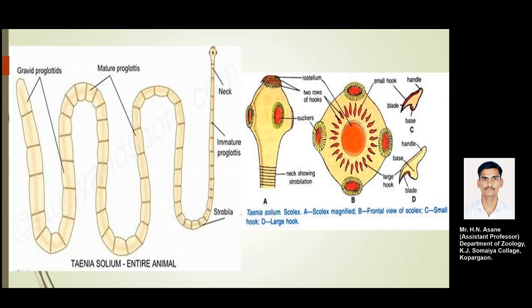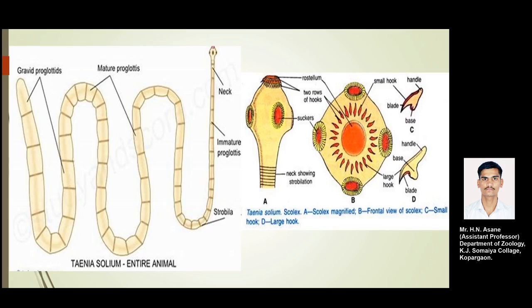Okay, they are going to attach to the inner side of the wall of the intestine. The scolex of the rostellum has 28 to 30 curved chitinous teeth-like structures, and the blade and the base of the scolex are useful for attachment in the intestine of the host.